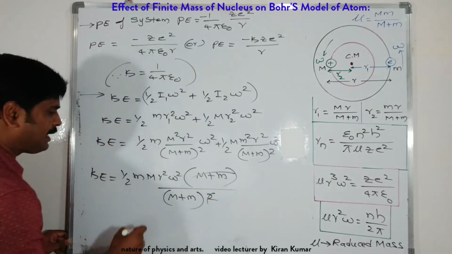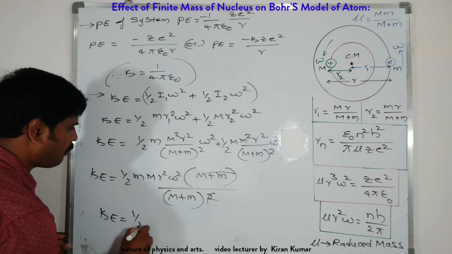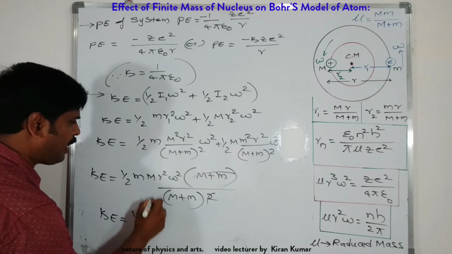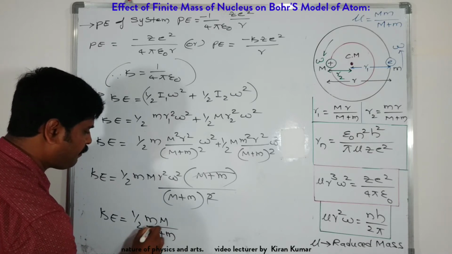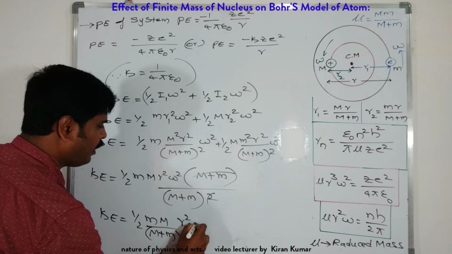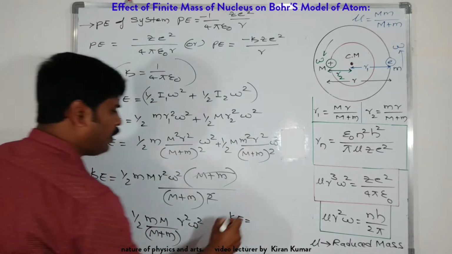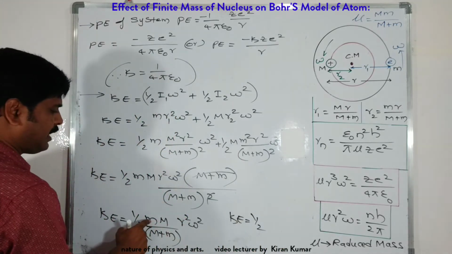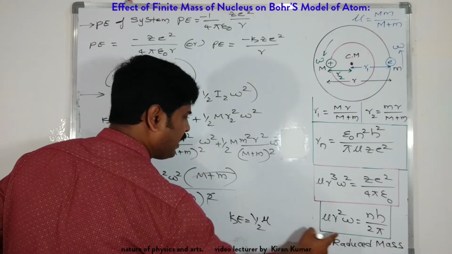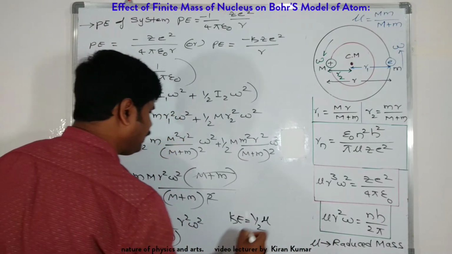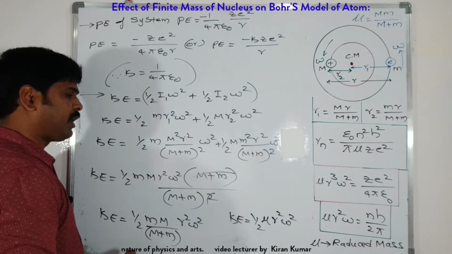Here this value gets cancelled, then we get kinetic energy equal to 1 by 2 capital M small m divided by capital M small m into r square omega square. So final kinetic energy is equal to 1 by 2 small m capital M divided by capital M plus small m, where mu is the reduced mass, into r square omega square. This is the equation for kinetic energy.